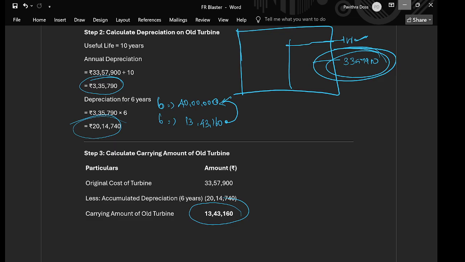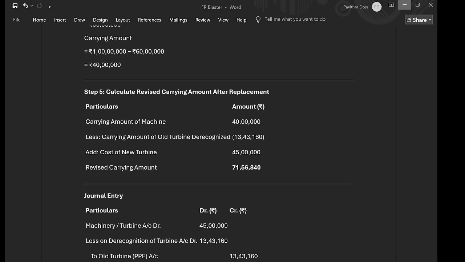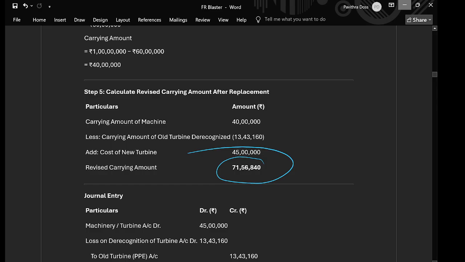Our objective is to remove this and add the value of the new turbine. So 40 lakh minus 13,43,160 plus 45 lakh. So the value we have is 71,56,840. Clear? So I will sum it up one more time.